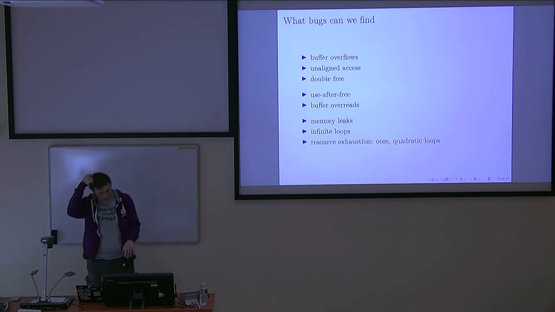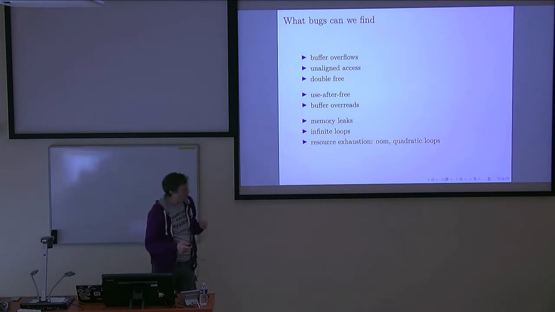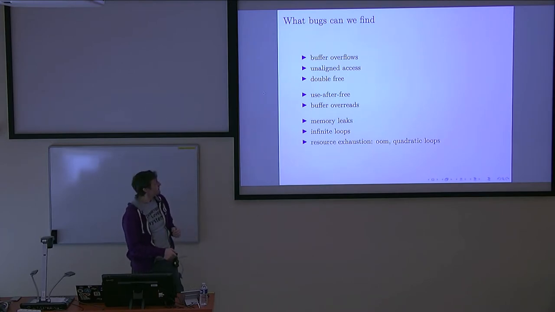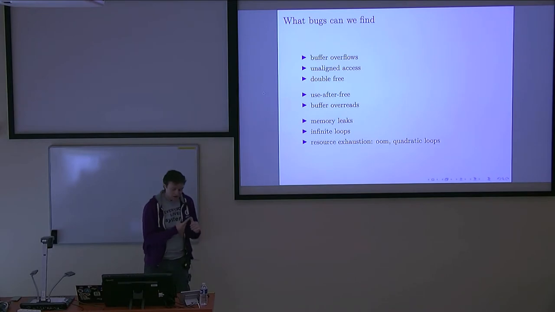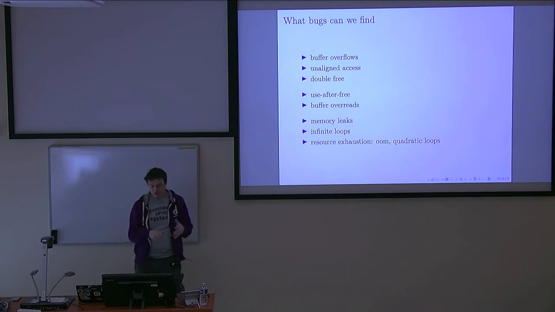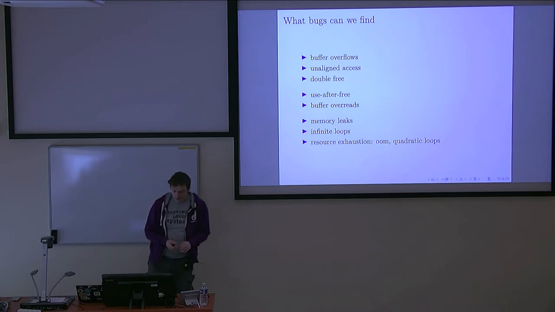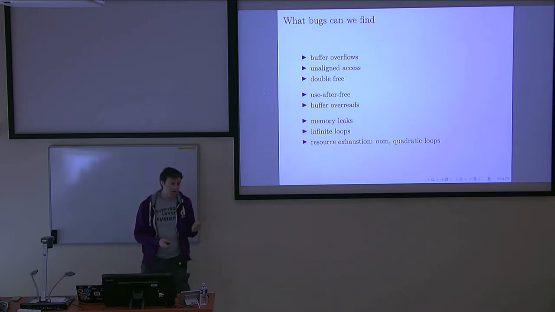What kind of bugs do we find? I think that the first ones, the ones at the top, are pretty obvious, right? If we write past the end of a buffer, and our program is compiled with address sanitizer, this will be caught because there's a guard inserted and so on. Invalid frees, unaligned access, and so on. And then hopefully we can also find more subtle bugs like buffer overreads and use after free, but also memory leaks.